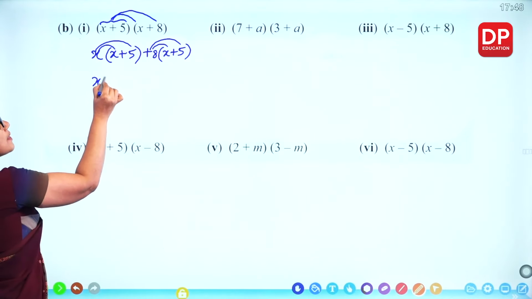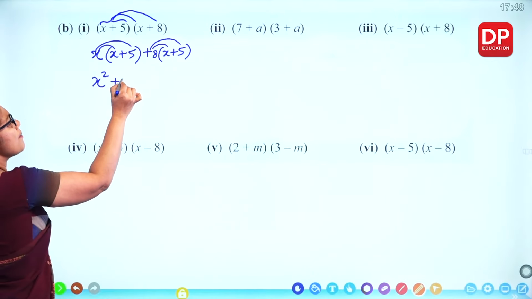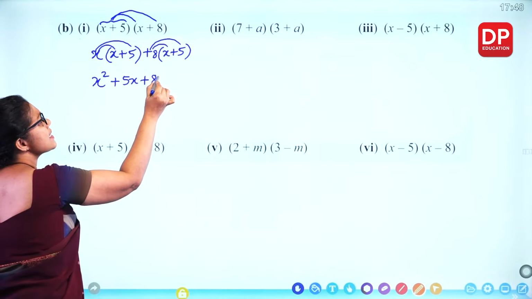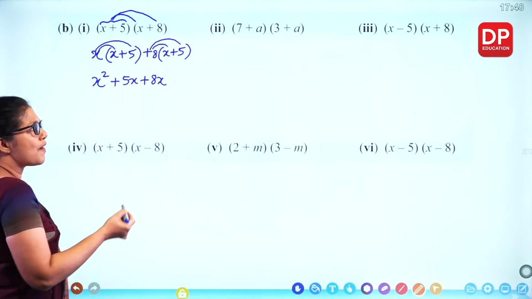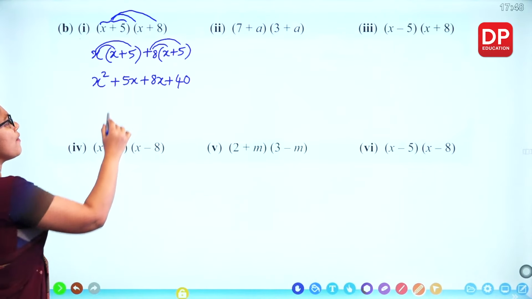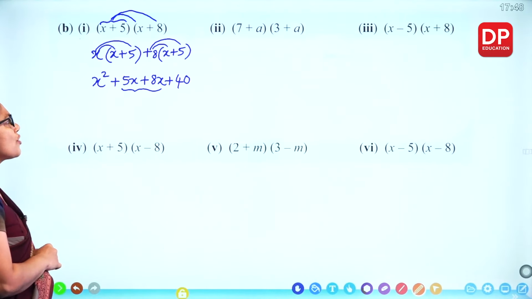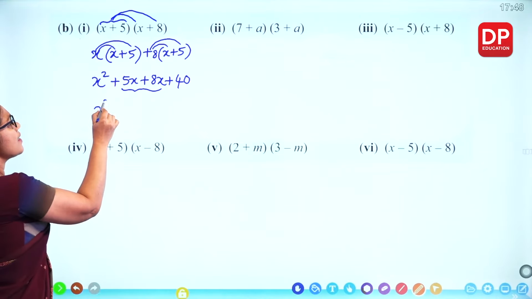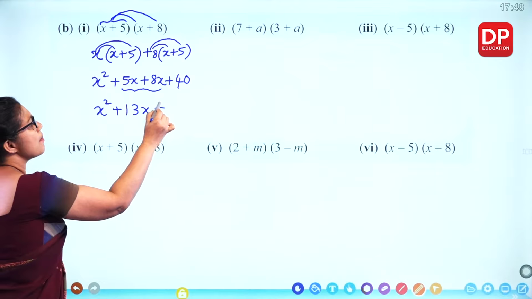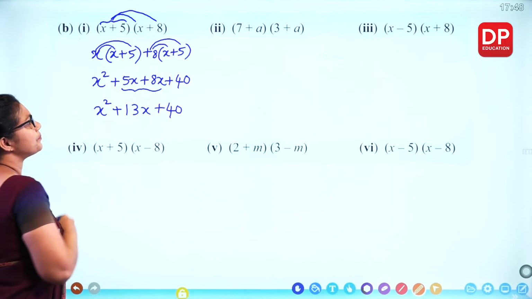X into x becomes x squared. X into 5 becomes 5x. 8 into x plus 8x. 8 into plus 5 becomes 40. Now try to simplify. You can add these two together. You get x squared plus 5 plus 8, 13x plus 40.